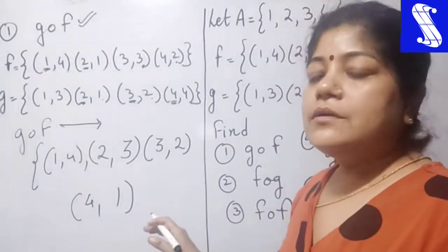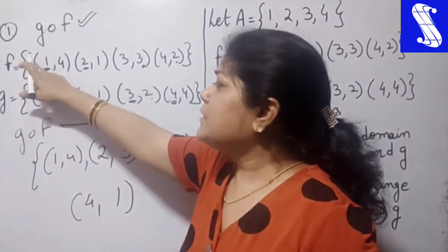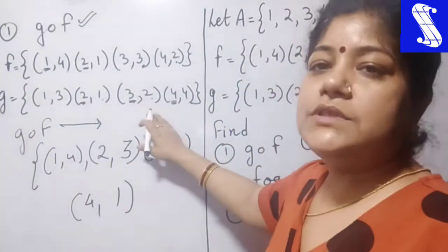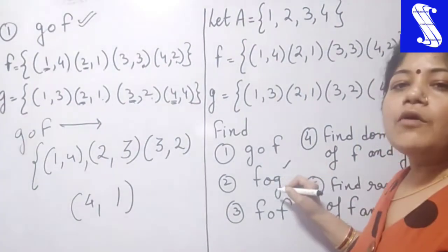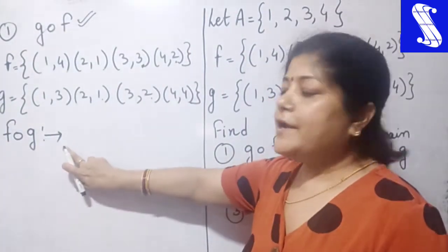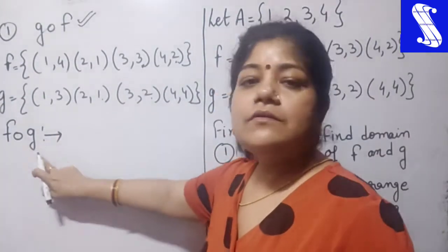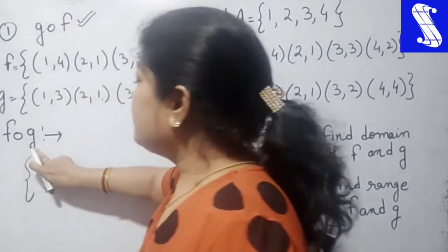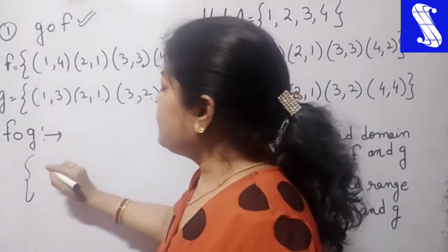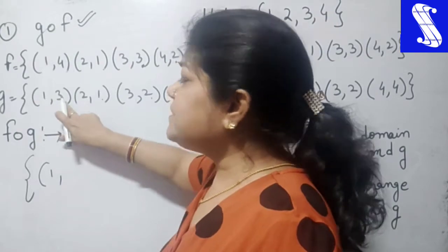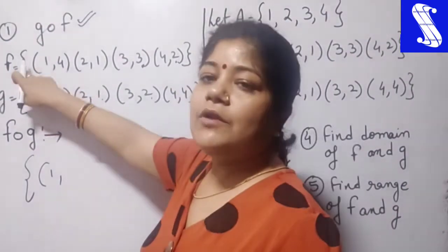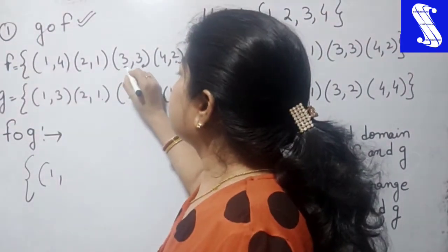Okay, clear? So in order to find GOF, we start from function F and find its images in the relation of G. Now if we have the second question, FOG, how will we do this? In order to find the composition function FOG, we start from the function G. This is (1, 3), so write 1 over here. Its image is 3. Now we search for 3 in the relation F. Here it is 3 and its image is 3.